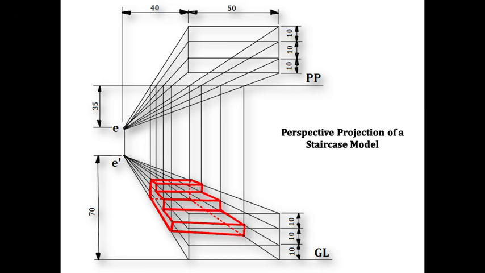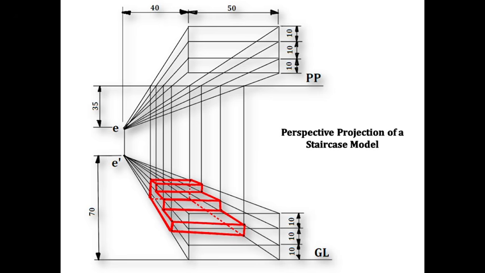In this slide, we can see the completed perspective projection of the staircase model obtained using the visual ray method. Observe how the staircase appears as it would be seen by an observer standing at the specified station point. The steps closer to the observer appear larger, while those farther away appear smaller, producing a realistic three-dimensional effect.